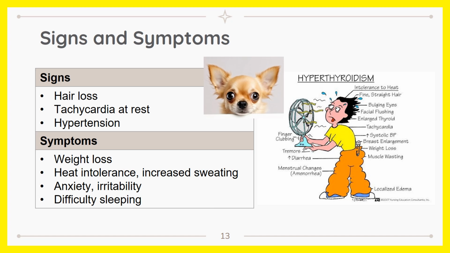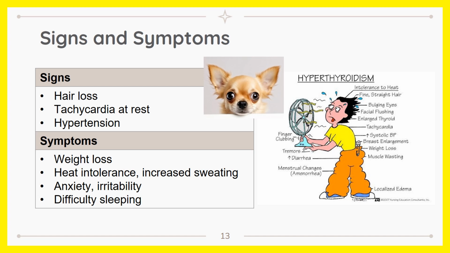Some signs and symptoms to look for in hyperthyroidism would be the ones highlighted here in the table. Such as hair loss, tachycardia at rest, hypertension. Another thing to look out for would be weight loss, heat intolerance, increased sweating, anxiety, difficulty sleeping.